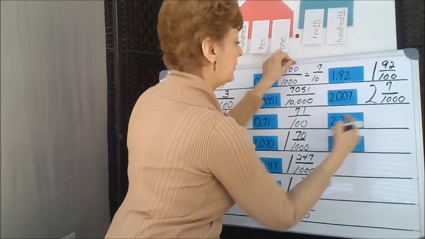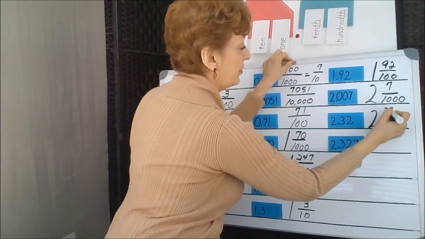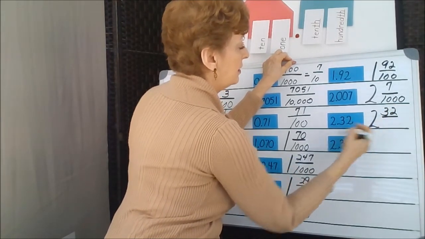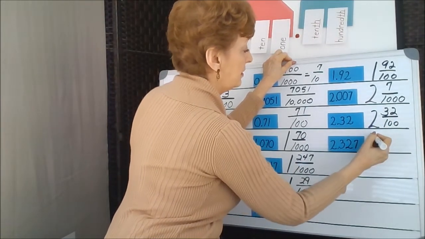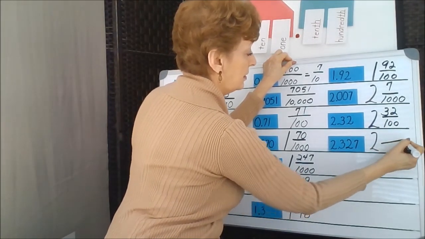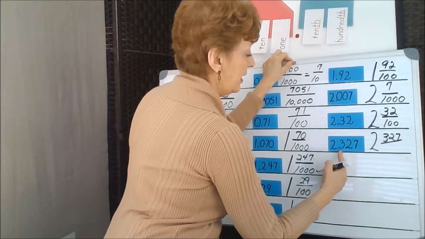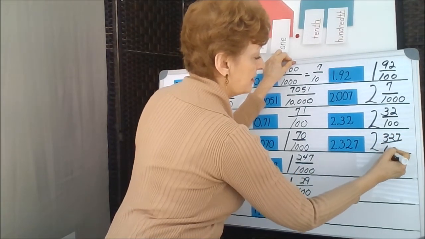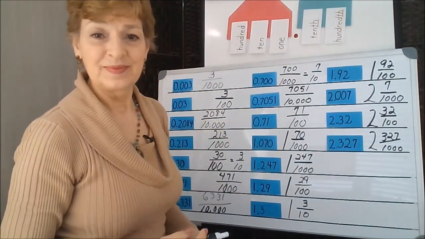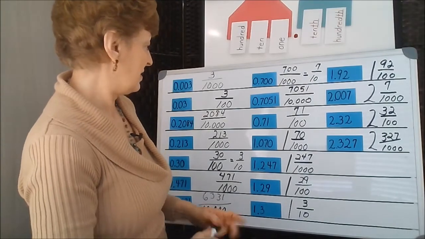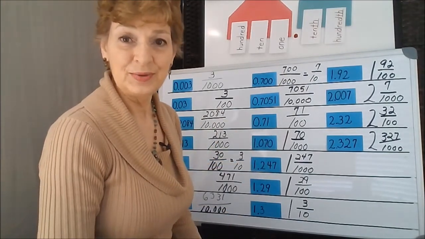2, 32 hundredths, 2, 327 thousandths. Our decimals have been transferred to fractions.